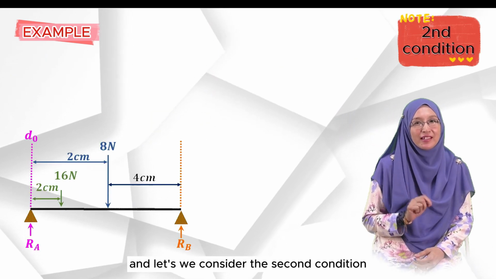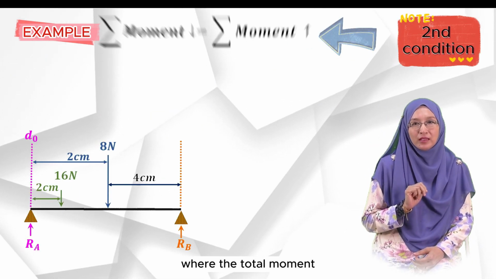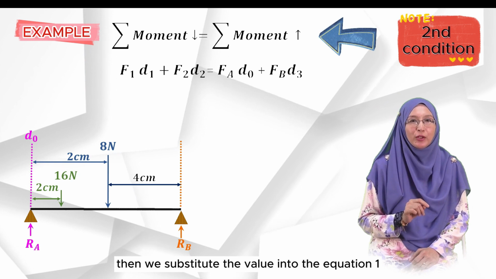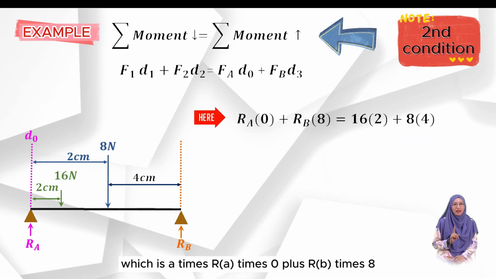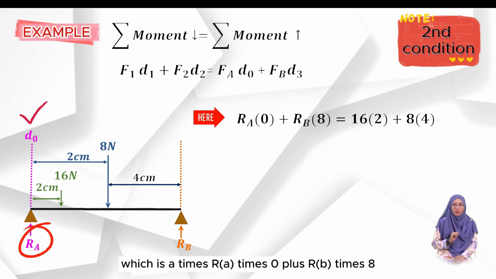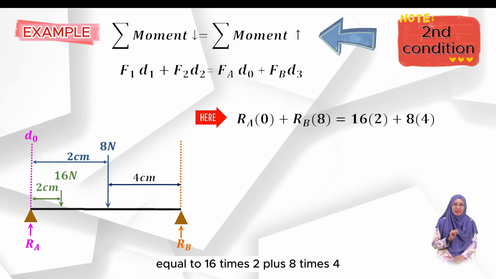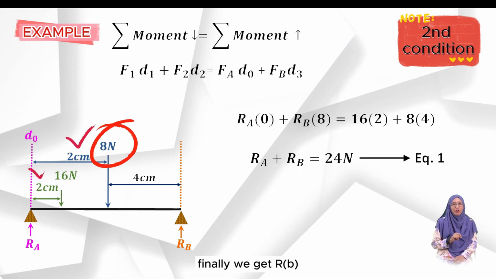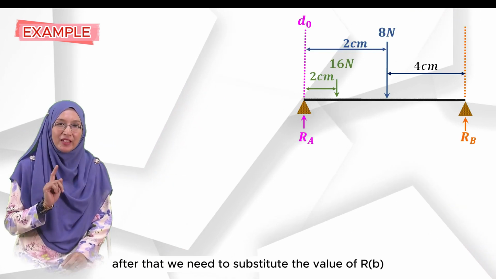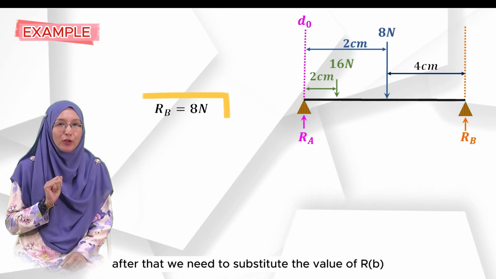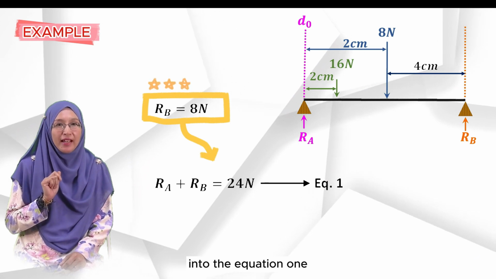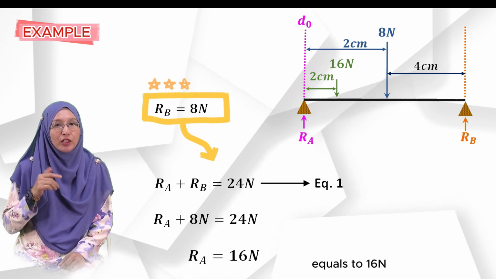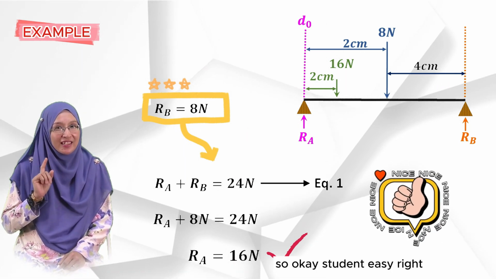And let's consider the second condition, where the total moment anti-clockwise equal to the total moment clockwise. Then we substitute the values, which is RA times 0 plus RB times 8 equal to 16 times 2 plus 8 times 4. Finally, we get RB equal to 8 Newton. After that, we substitute the value of RB into equation 1. And lastly, we get the value of RA equal to 16 Newton. So okay students, easy right?